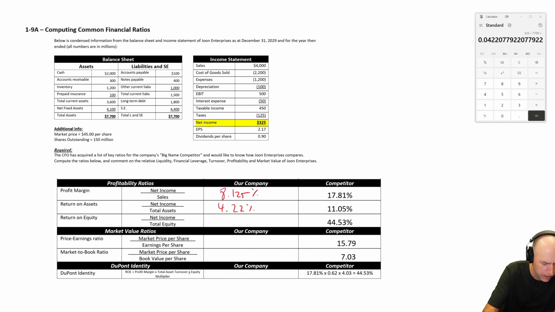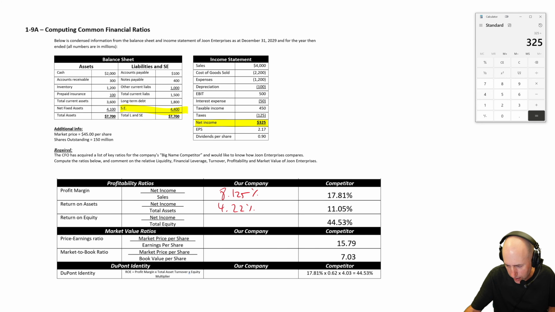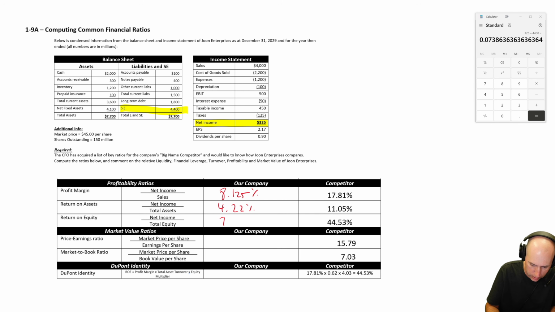Net income divided by shareholders' equity, 325 divided by 4400, 7.4%. Let's call it 7.39%. And that compares very unfavorably to our competitor at 44%. So you're blowing the doors off us as far as profitability goes. We're not nearly as profitable as our main competitor.